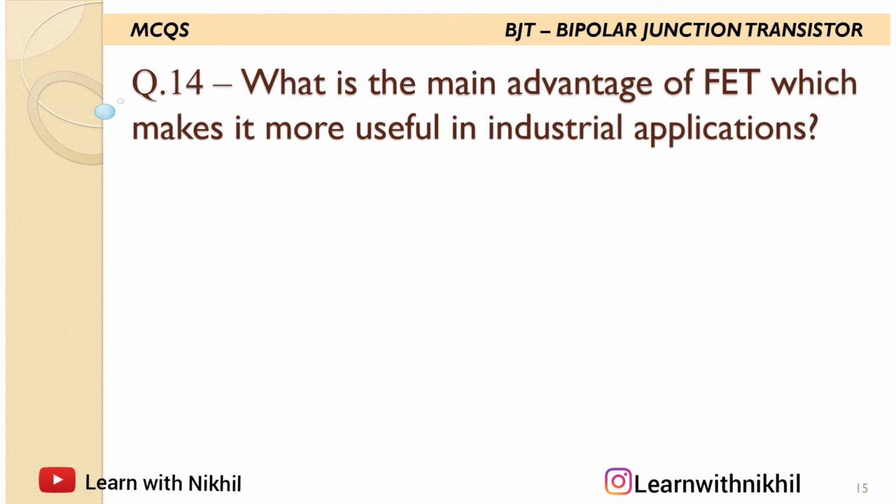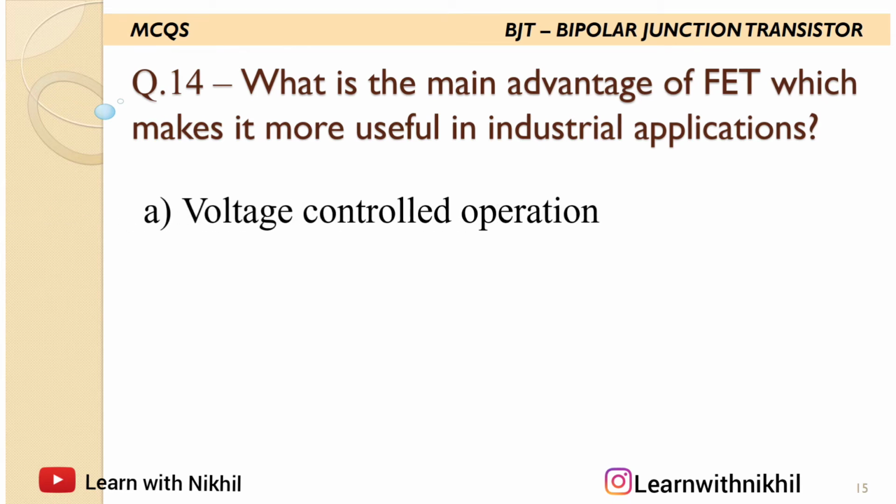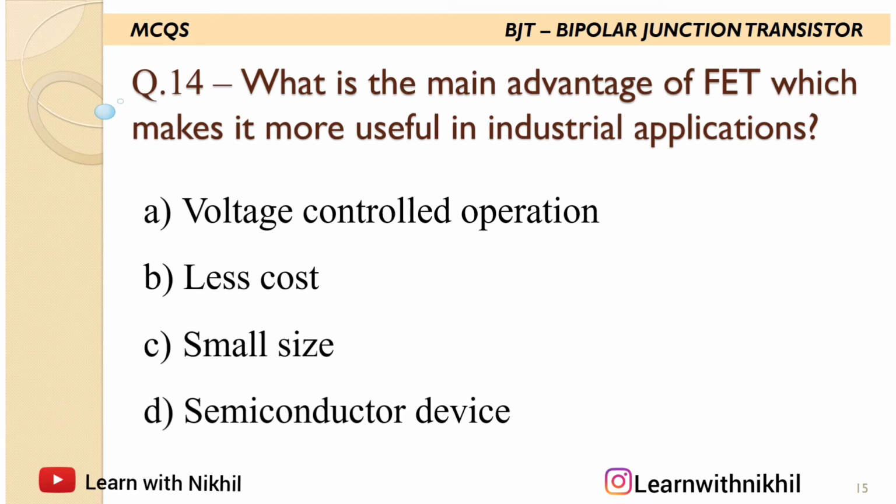Next question. What is the main advantage of FET which makes it more useful in industrial applications? A. Voltage controlled operation. B. Less cost. C. Small size. D. Semiconductor device. So all these are advantages of FET, but the most successful application is because of its small size.